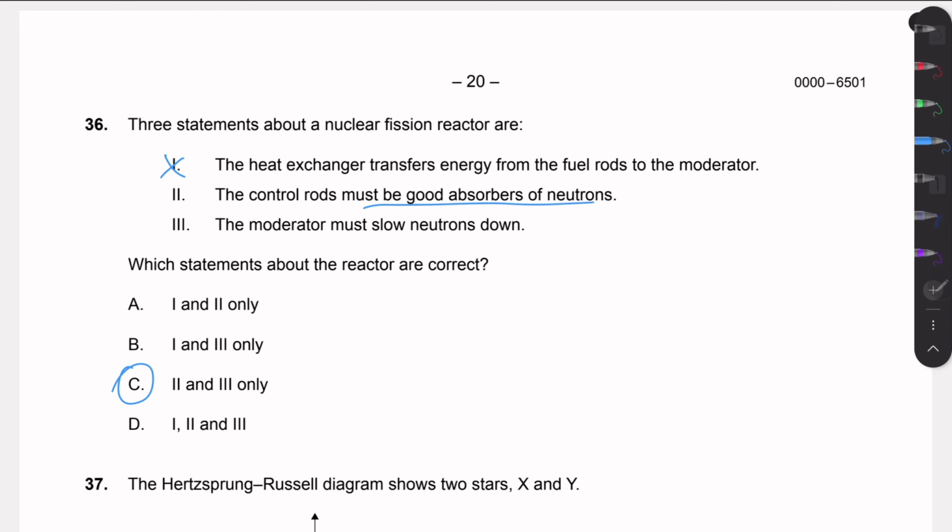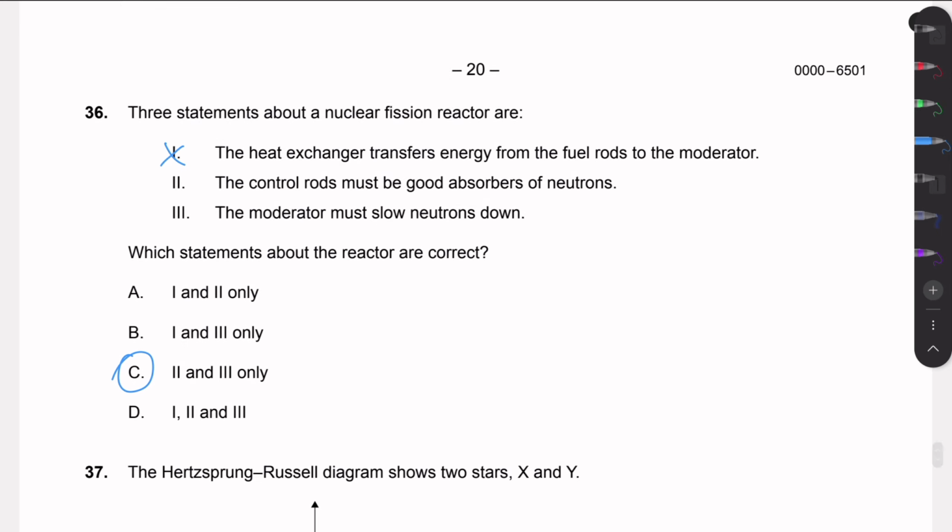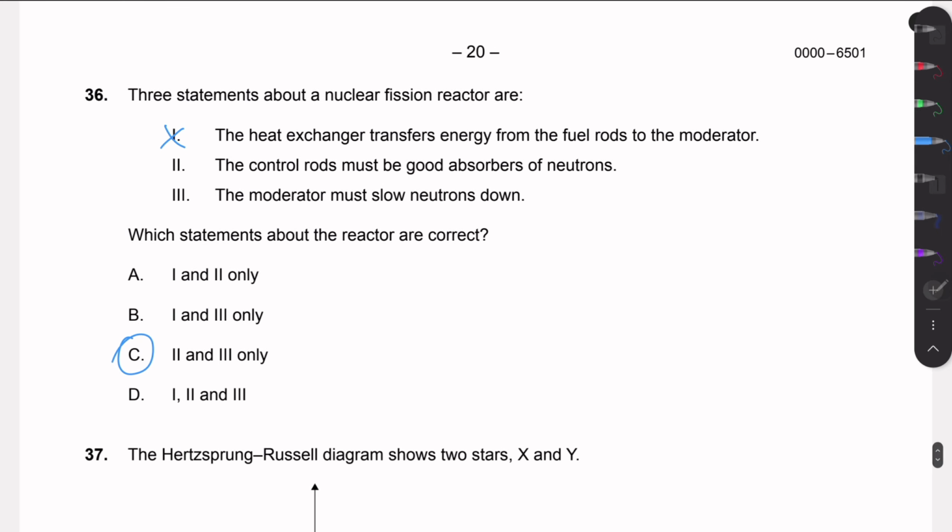control rods must be good absorbers of neutrons. The task of the control rods is to change the speed of the reaction. So if the reaction gets out of hand, they drop in some control rods, they eat all of the neutrons, so fewer neutrons will be causing fission reactions, and so the reaction will be slowed down. And the moderator is to slow neutrons down, and that's also true because if the neutrons were too quick, they wouldn't be inside the reaction chamber for long enough, and there would be a very low probability of them hitting, for example, a uranium nucleus. So if they slow down, then they will be inside the reaction chamber for longer, so a higher chance of collision causing fission.